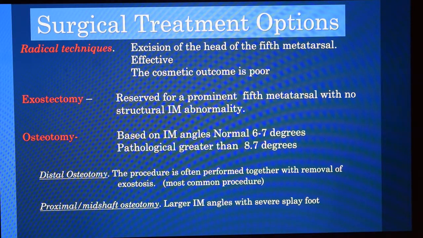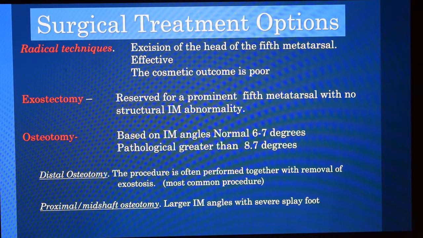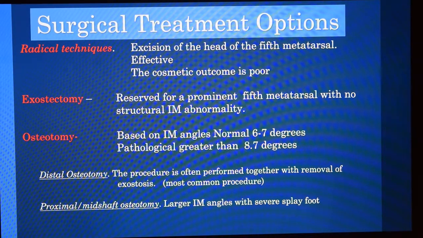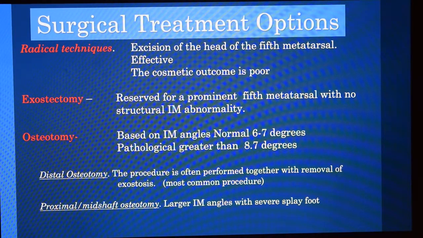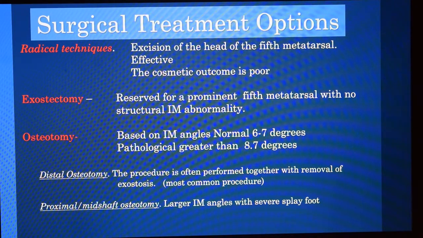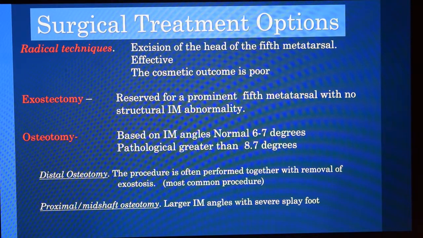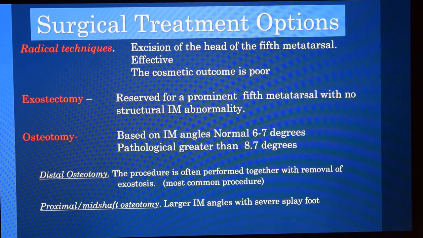And then we have our osteotomies, and this is basically based on the IM angles. The normal IM angle between the fourth and the fifth is about 6 to 7 degrees. It's considered pathological when it's greater than 8 or 8.7 degrees. Now with the osteotomy, we have distal osteotomies, and this procedure is often performed together with the exostosis, and it would be the most common way this is performed. And then we have proximal and mid-shaft osteotomies, which are reserved for your larger IM angles and splay foot type patients. Most of the patients you will see will do well with a distal osteotomy.